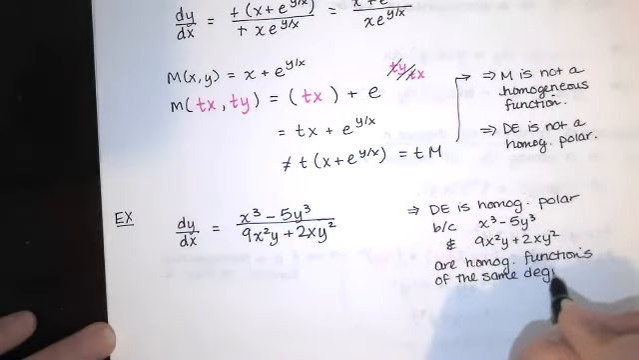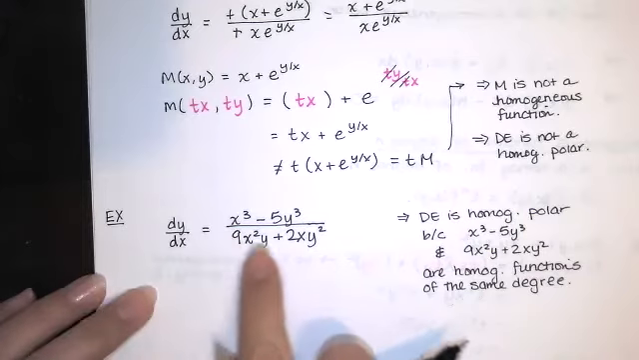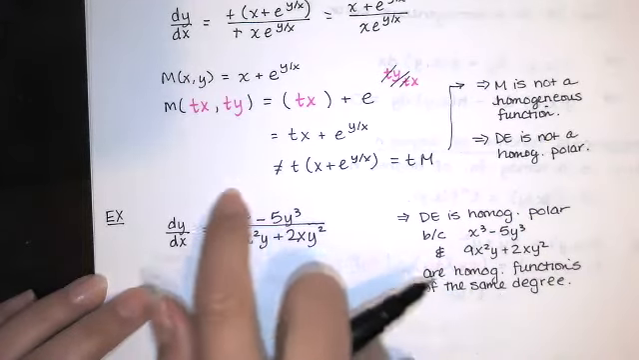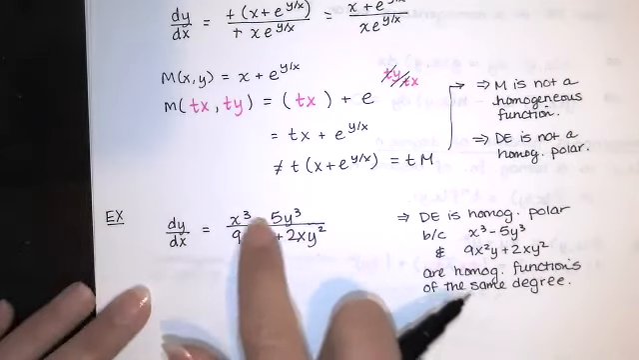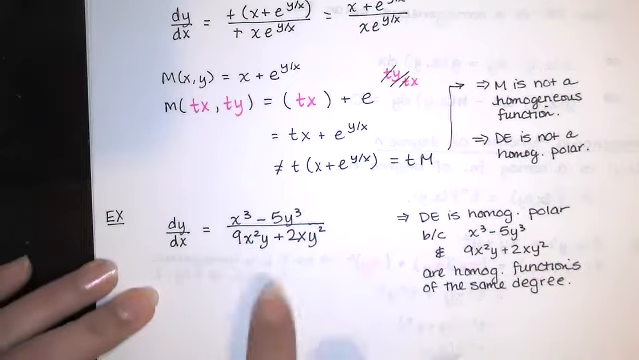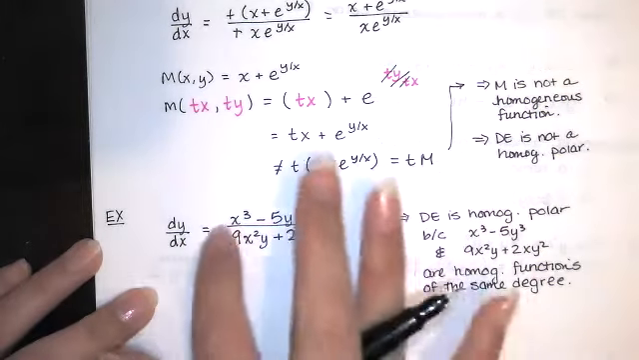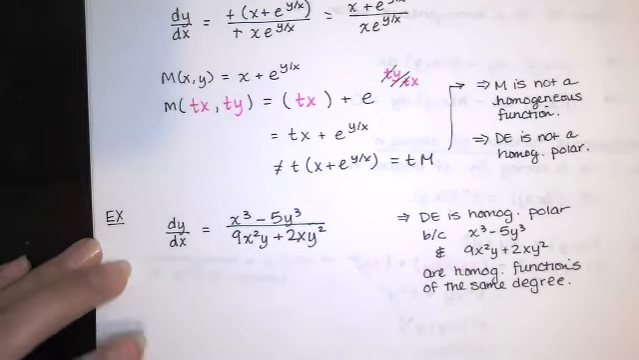Now, just to clarify, this is only a homogeneous polar differential equation if the degree of this homogeneous function and the degree of this homogeneous function are the same. So if this one happened to be homogeneous in degree 3 and that one happened to be homogeneous in degree 2, it would not lead to a homogeneous differential equation. So you want to be careful about that. They have to have the same degree.